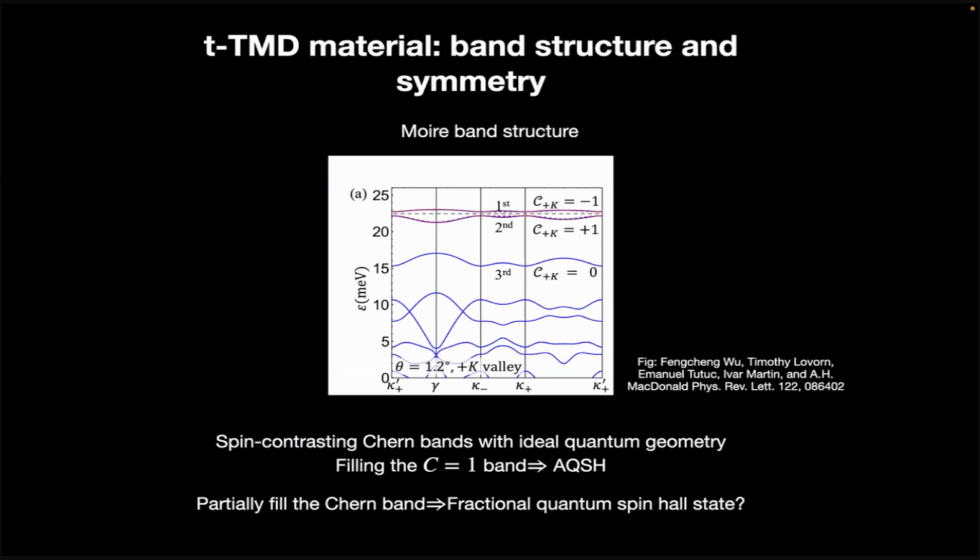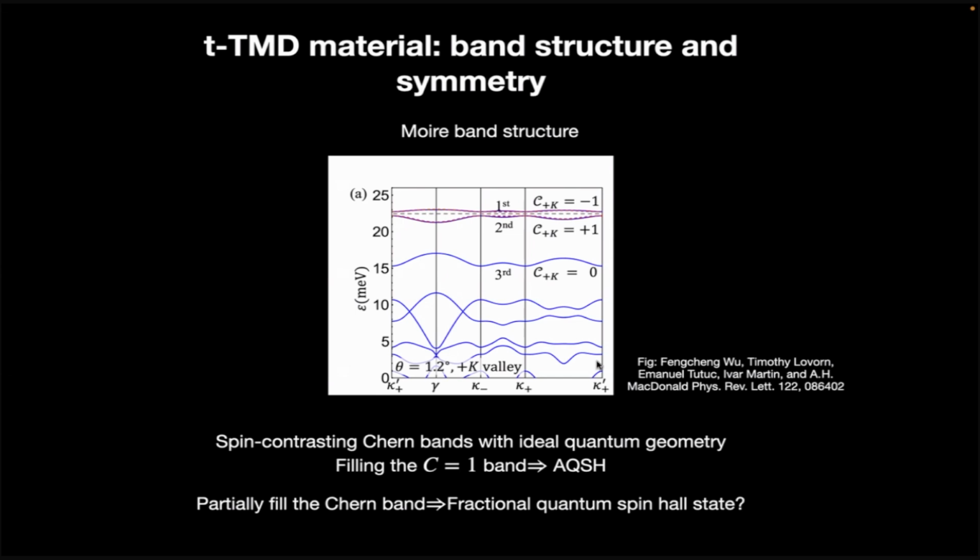Okay, so if we consider a twisted bilayer TMD material, then we have this very interesting MoTe2 band structure shown here. This is for the K valley band. The first two moiré bands have Chern number -1 and +1, and they have spin pointing up. And we have the Chern numbers being +1 and -1 for the K prime valley. So we have these spin-contrasting Chern bands with almost ideal quantum geometry, in the sense that the bands are flat and the distribution of Berry curvature or quantum metric is roughly even.